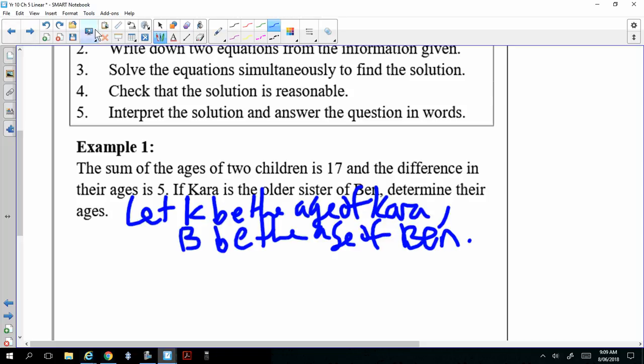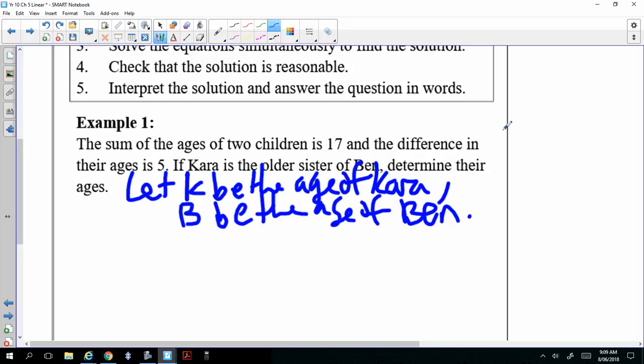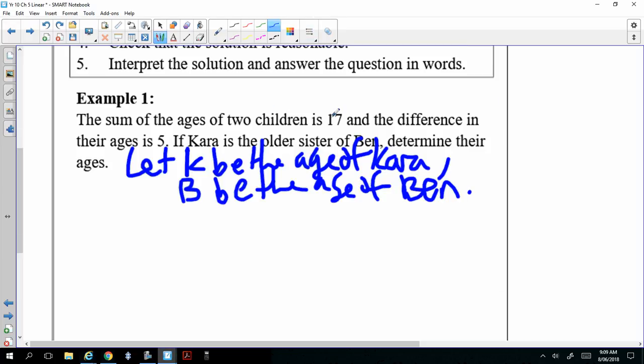So now I'm ready to write down two equations. The sum of the two children's ages is 17, so you do K plus B equals 17. Now, for this problem, I think you can even solve it without equations, but you should still know how to do it because the question will say, use equations to solve. So if you don't solve it with equations, you may not get the full marks.